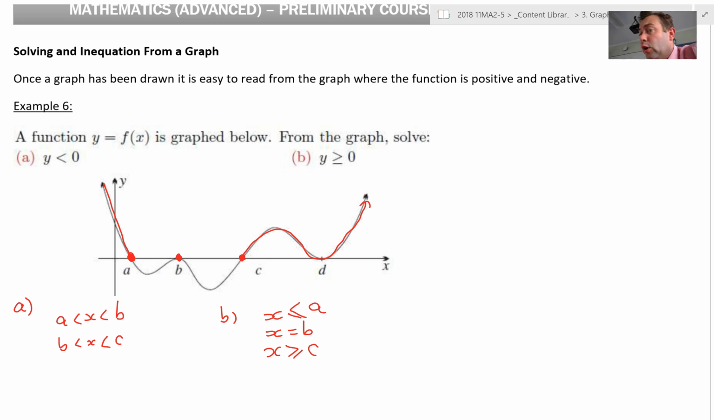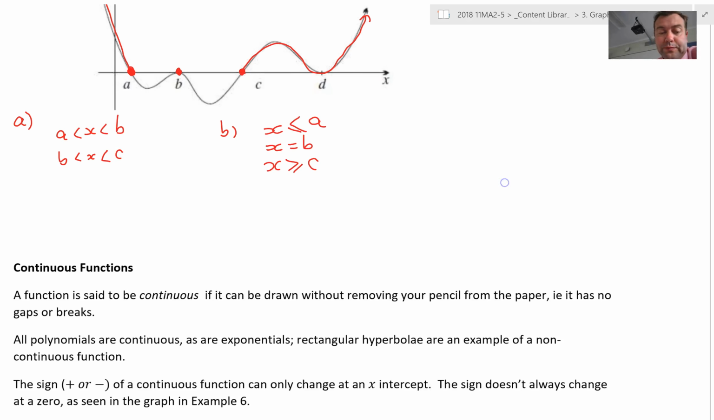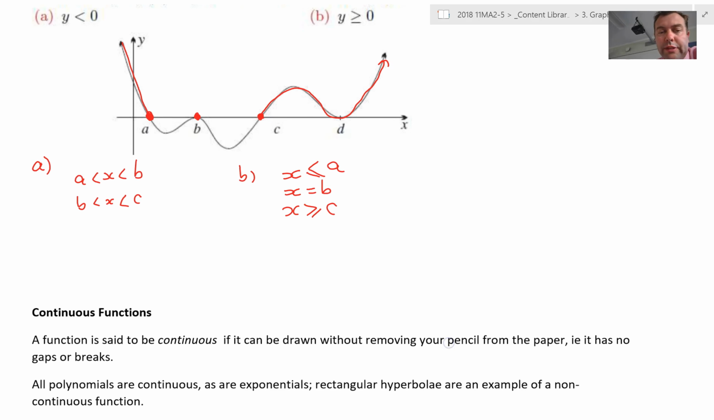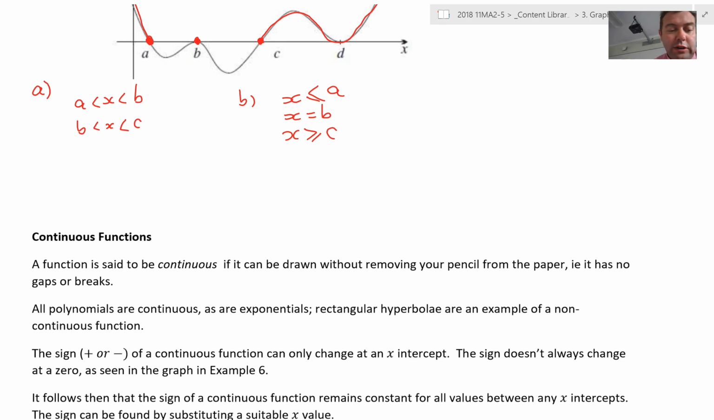You've got the graph. All you need to do is inspect it and see where it's above and where it's below. This here is a good example of a continuous function, at least over that domain, from here to here, because I could trace the entire line without taking my pen off. There are no jumps or breaks or gaps. It's called a continuous function. A rectangular hyperbola is a good example of a function that is discontinuous, but we're mostly interested in continuous functions.